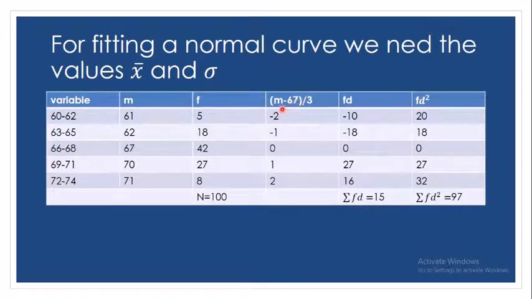Actually m minus 67 divided by 3, this is d. I'm really sorry I haven't written d over here. This is your d. D means the deviations from the midpoints and the assumed mean, since these are given in classes and I have taken the midpoint. So here we are taking the assumed mean as 67. Then you have to divide that by 3. What is 3? 3 is the width of the class interval, that is I.